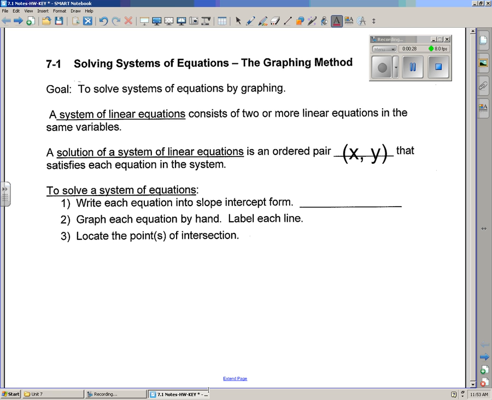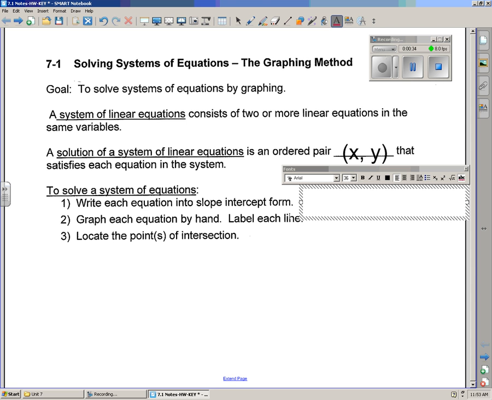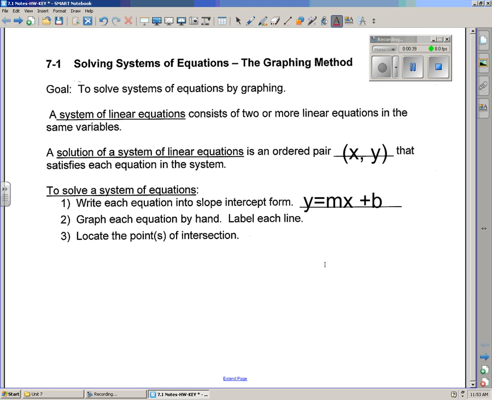So when we solve a system of equations, we need to make sure that we write each equation into slope-intercept form. And don't forget that slope-intercept form is y equals mx plus b. You're going to have to get y equals mx plus b. You're going to graph each line by hand. You need to make sure that you label each line. You're going to locate the point or points of intersection.